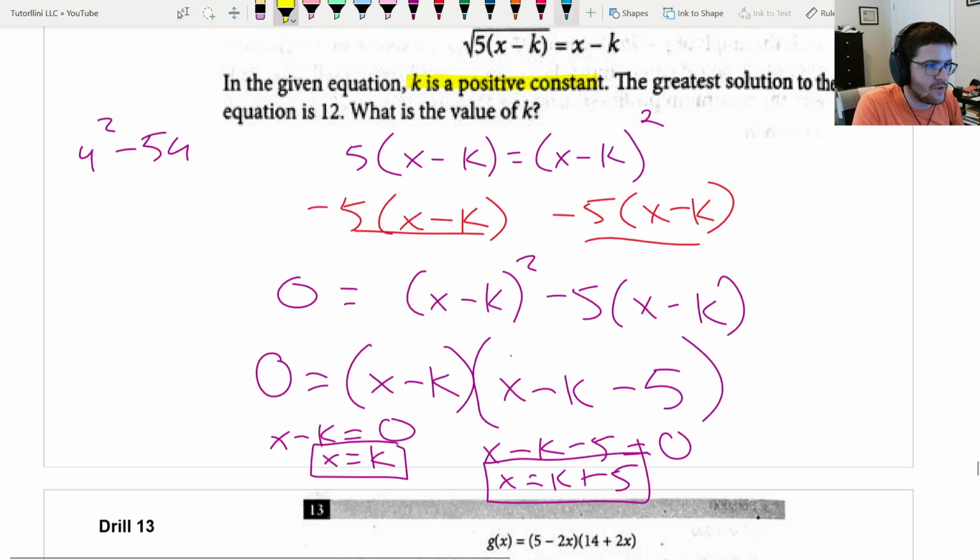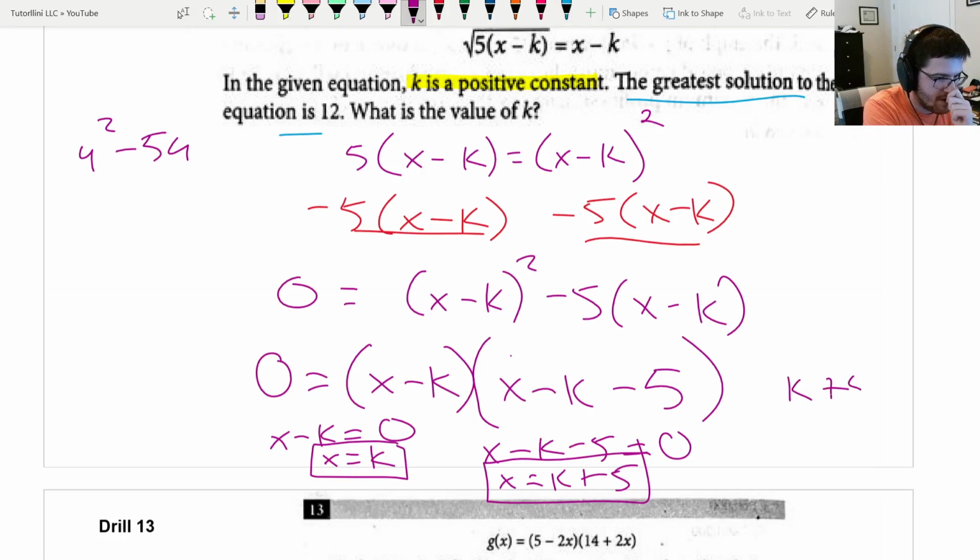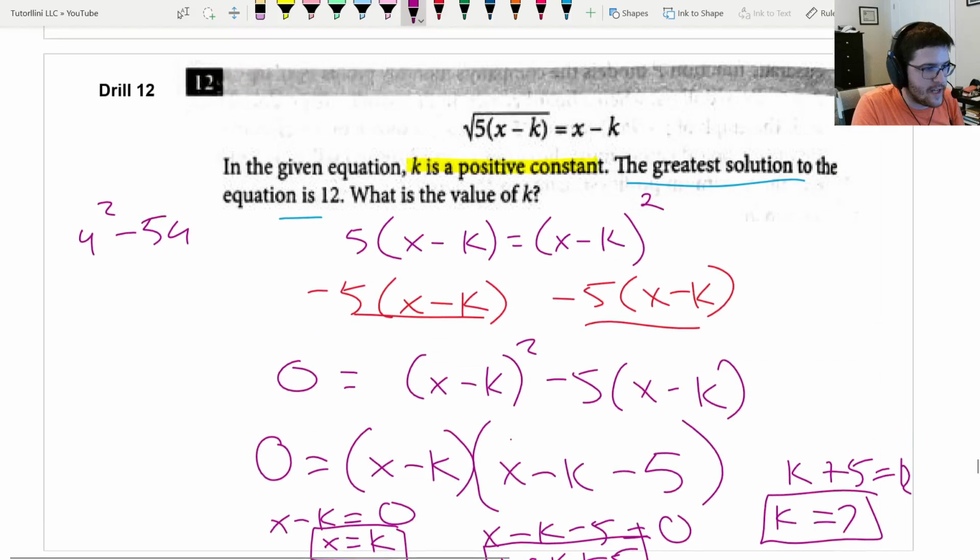So this is telling you the greatest solution is 12. So we're going to set that equal to 12. So k plus 5 equals 12. Subtract 5 from both sides, and we get k equals 7. And that is correct.